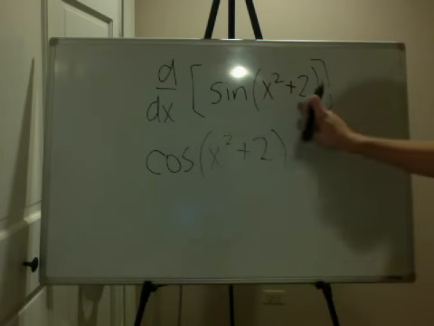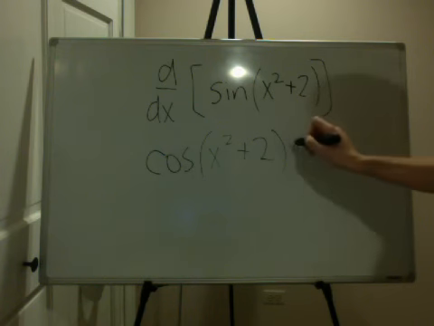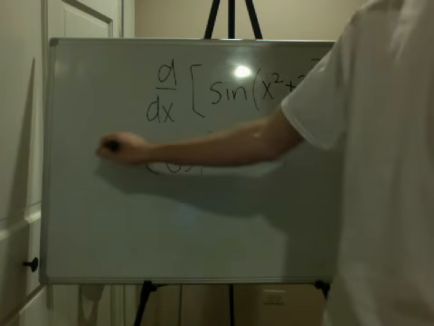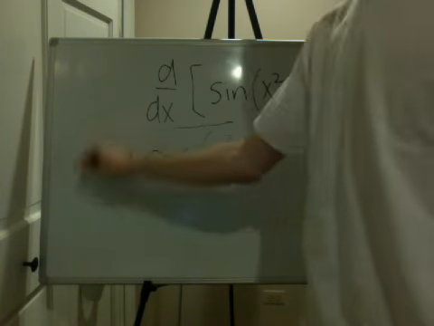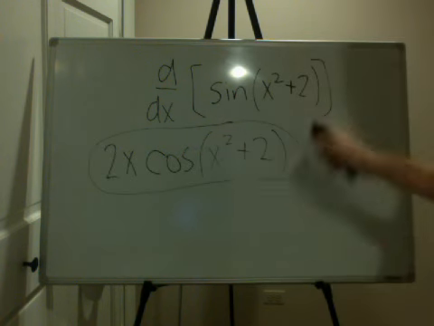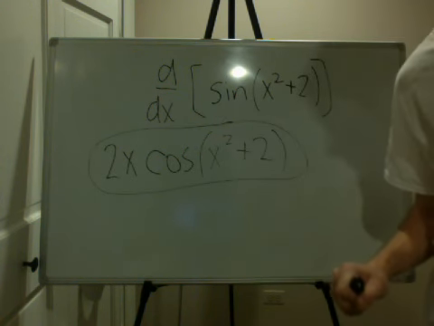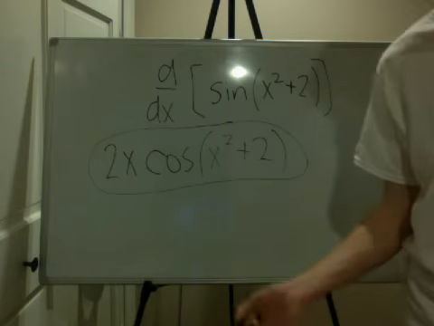Then multiply it by the derivative of what's on the inside, which is just 2x. I'll put that over here because it looks nicer. And therefore, the derivative of sine of x squared plus 2 is 2x cosine x squared plus 2. I really hope you guys understood that.